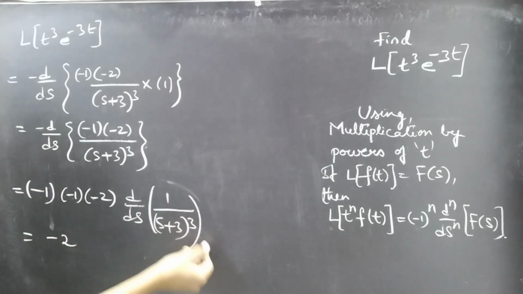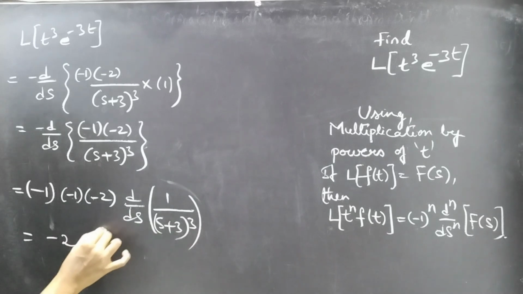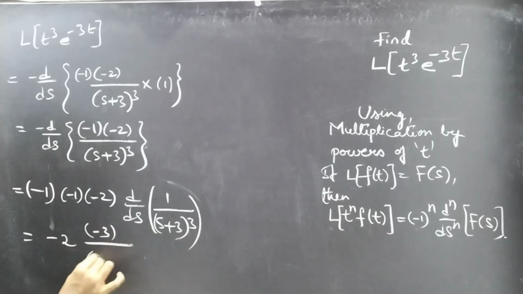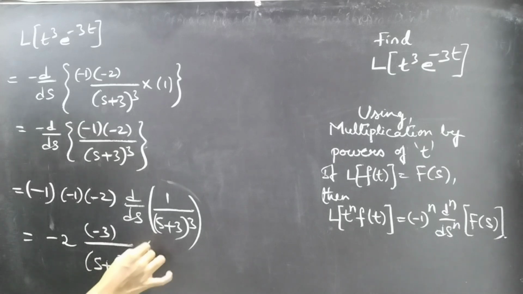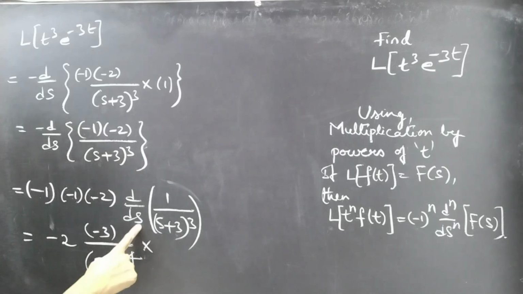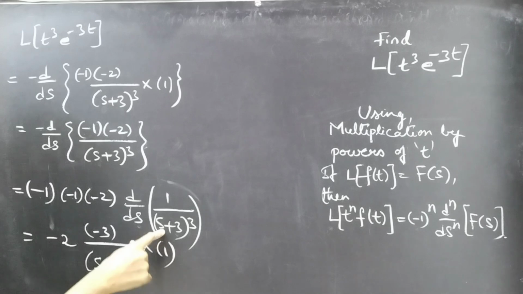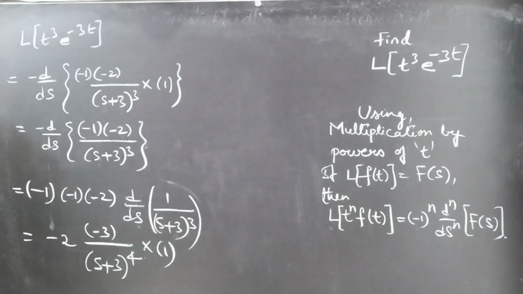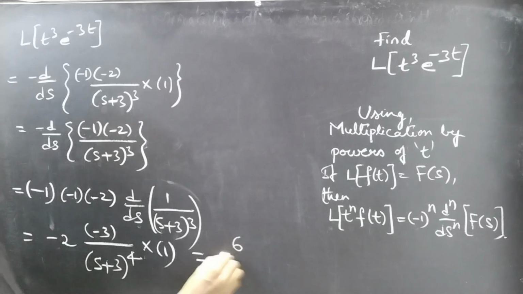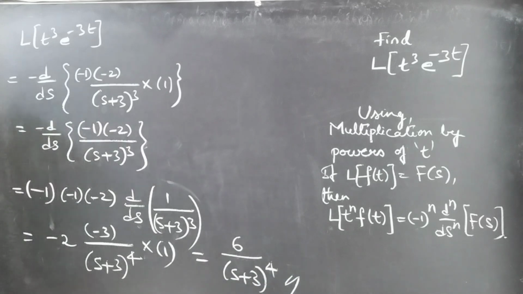Now find derivative of 1 by s plus 3 whole cube. That is minus 3 by s plus 3 whole power 4 into derivative of s plus 3 with respect to s. That is the inner derivative, which is 1, because derivative of s with respect to s is 1 and derivative of constant with respect to s is 0. So 1 plus 0 gives 1. This is equal to minus 2 into minus 3, minus into minus is plus, 2 times 3 is 6, by s plus 3 power 4.